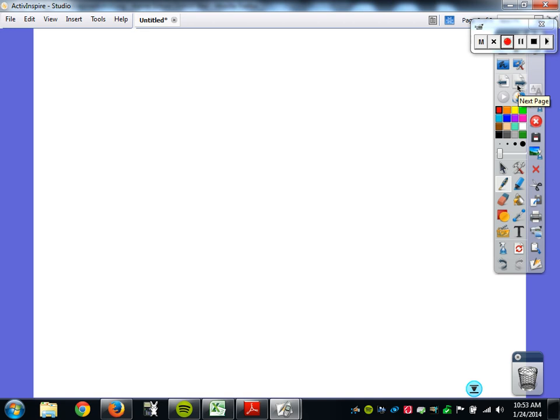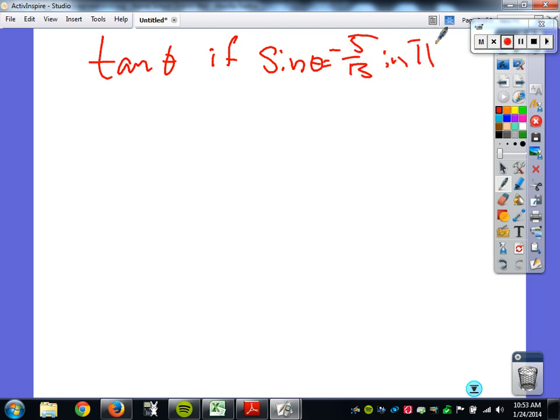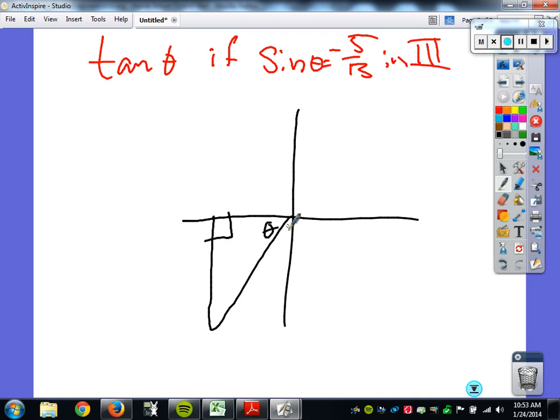All right. Find tangent of theta if sine of theta is negative 5/13 in quadrant 3. So did they already tell us where we're at? What quadrant are we in? We are in 3, so we don't have to understand where it's at. We just go where we're told, right? We're going to quadrant 3. Boom, boom, right triangle, okay, theta. Then I say to myself, I say sine is what?